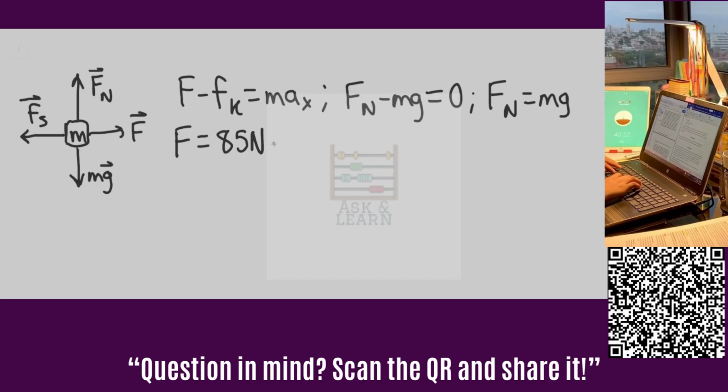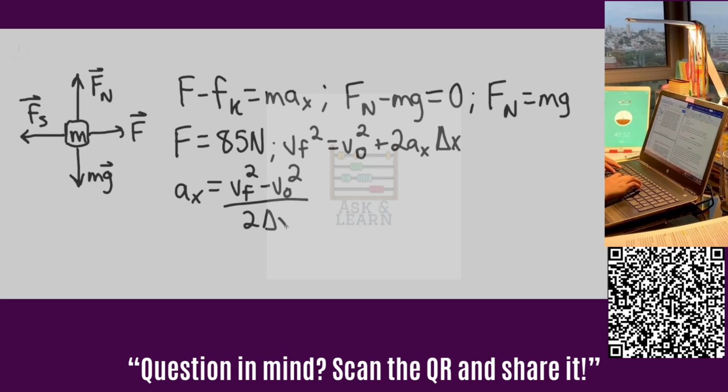And so using linear kinematics, we can say that the velocity final squared equals velocity initial squared plus 2 times the acceleration in the x direction times delta x. And so the acceleration in the x direction would be equal to velocity final squared minus velocity initial squared divided by 2 times delta x. So this would be equal to 1.0 meters per second quantity squared divided by 2 multiplied by 1.4 meters, and this is giving us 0.357 meters per second squared.